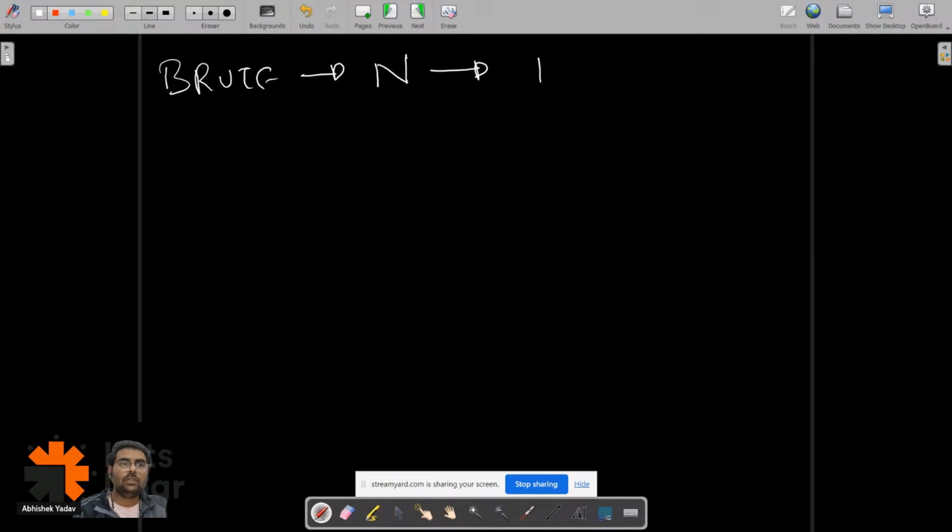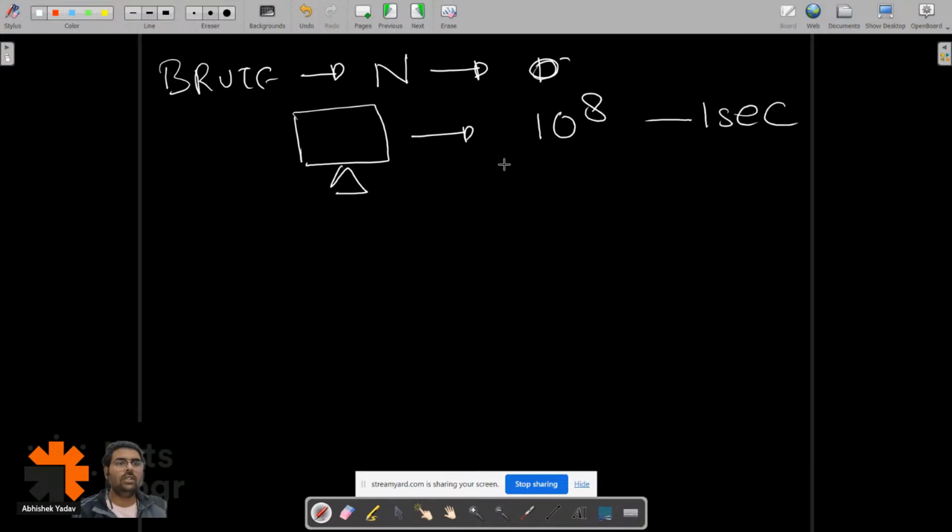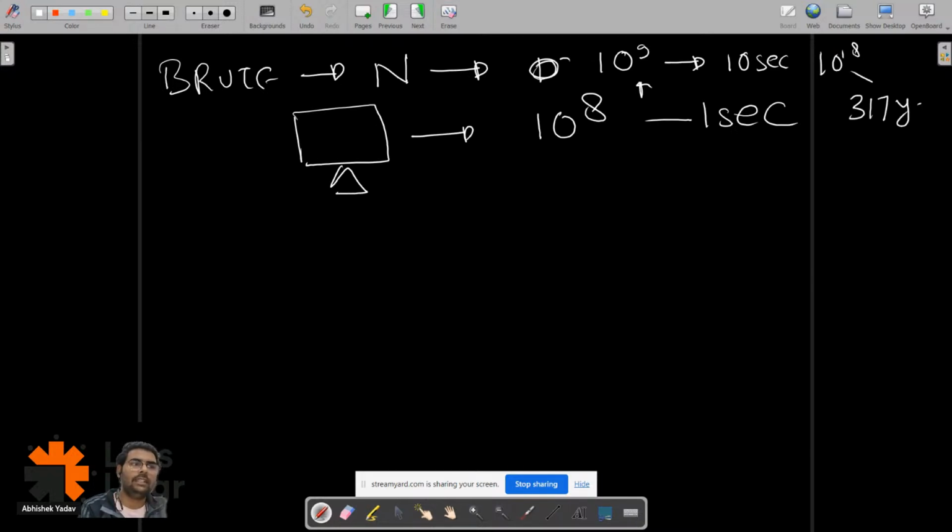That means, to check whether, and you have a computer, right? Here the computer is doing 10 to the power 8 iterations in 1 second. So for the brute force solution, in order to check whether 10 to the power 9 is a prime number or not, it will take 10 seconds. And in order to check 10 to the power 18, it will take 317 years. Right? Now you came up with the optimized solution.